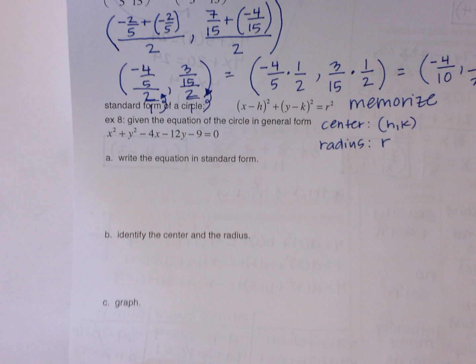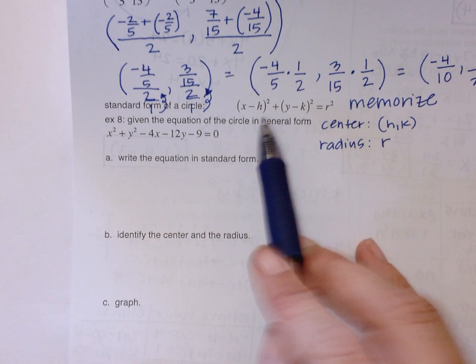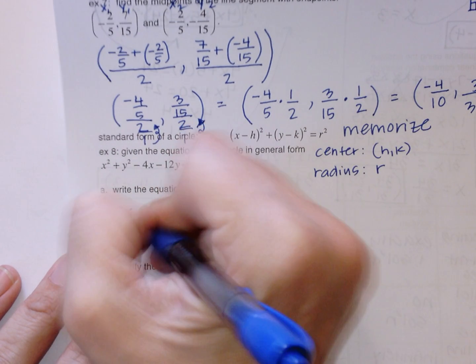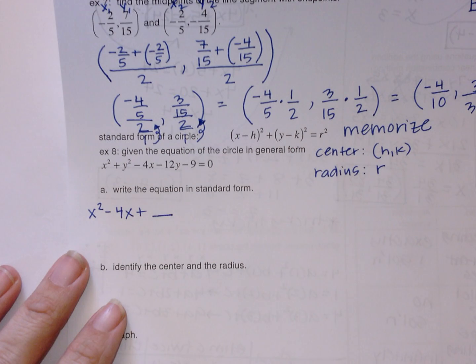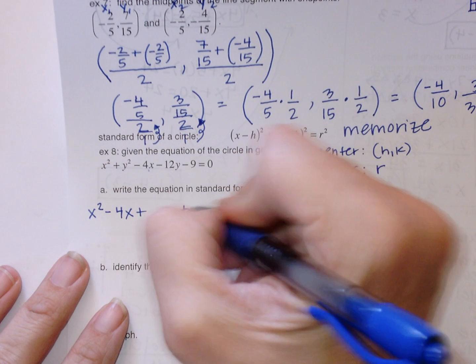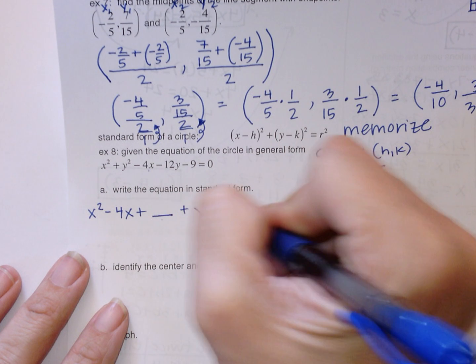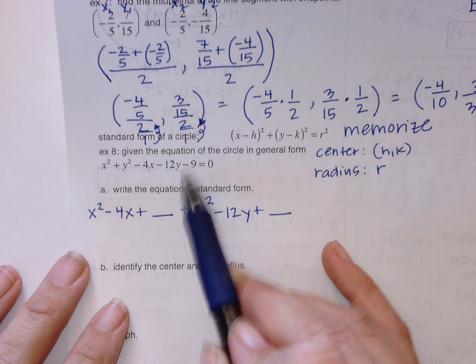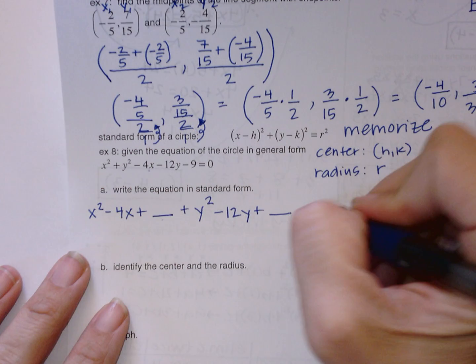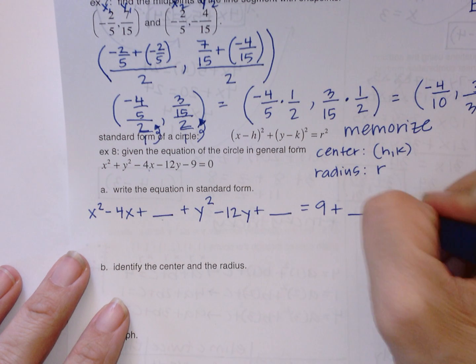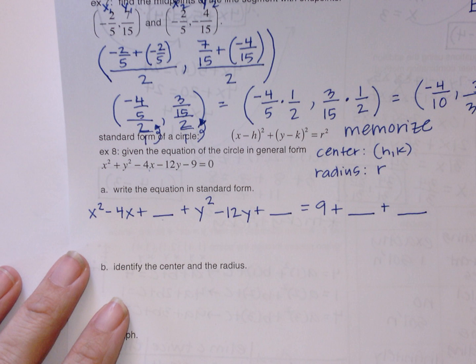So it says write the equation in standard form. So we need to do these perfect squares. So what you're going to do is take the x's and group them together. So I took x squared minus 4x plus blank, plus y squared minus 12y plus blank, because we're completing the square. And then we have this minus 9. We're going to add it to the other side. But because I added 2 blanks to the left side, to preserve the equality, I have to add 2 blanks to the right side.